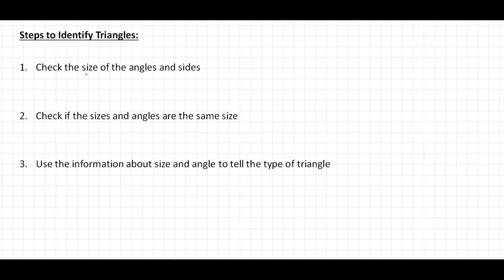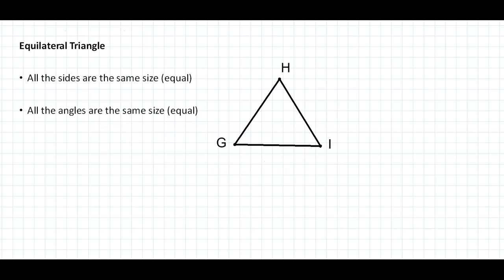We'll always look for the size of the angles and the sides. We want to check if the sides and the angles are the same size. That's very important, and then we'll use the information to tell the type of triangle that we have. So I'm going to go through a few types of triangles.